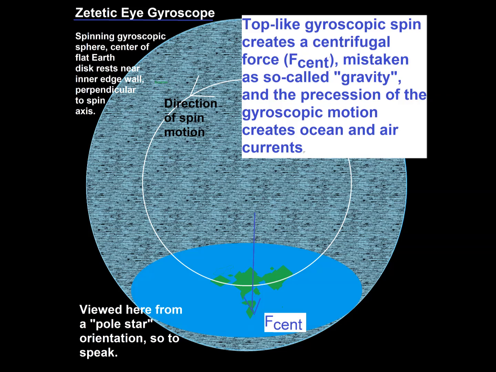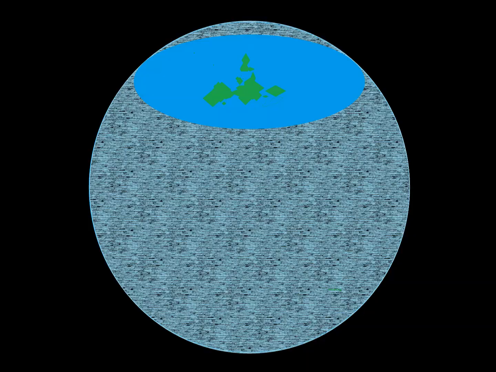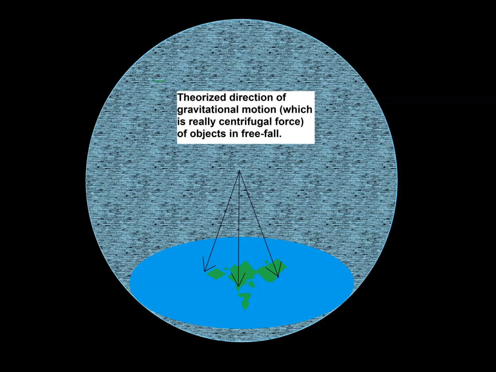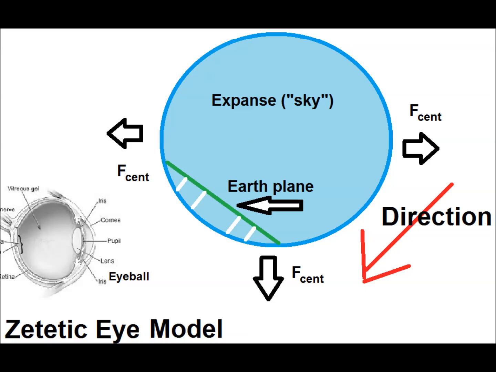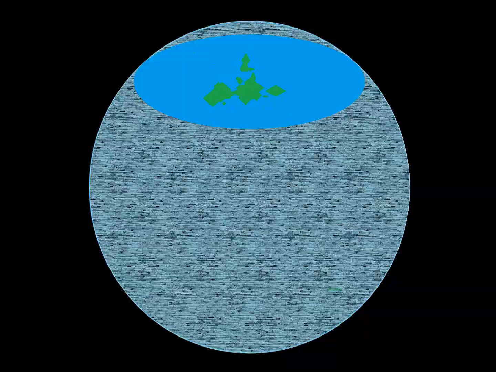As the spinning and precession occurs, that gives rise to a centrifugal force, which is misrepresented as the force of gravity. Also, the precession of that gyroscopically rotating sphere gives rise to ocean and wind currents as well as tides. In this system, the Earth would be lodged firmly on the inside of the sphere, not moving from its position, but the entire sphere with the Earth fixed to the side would turn.